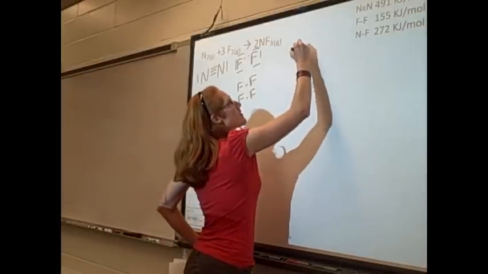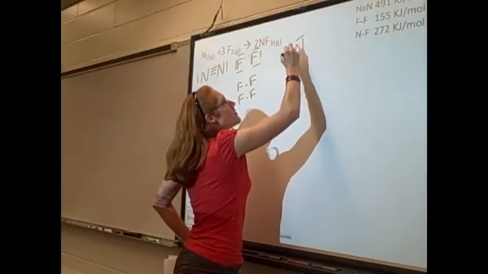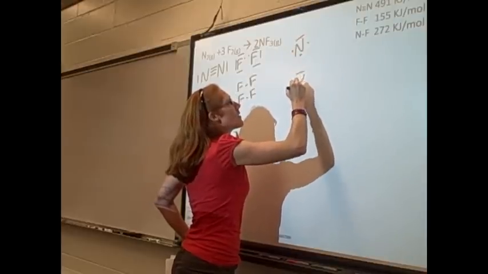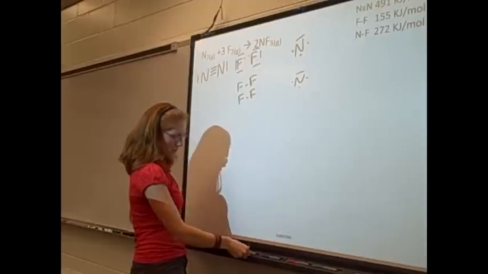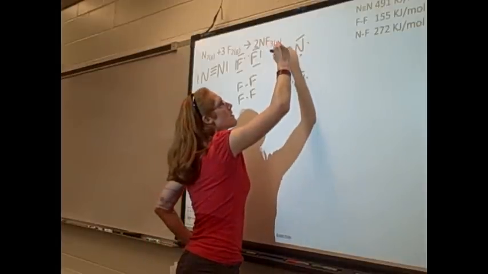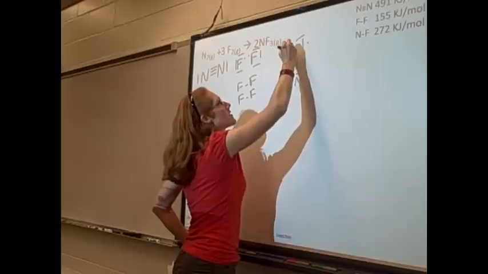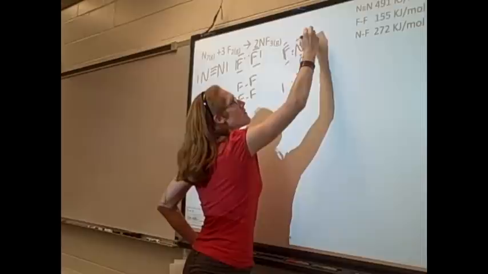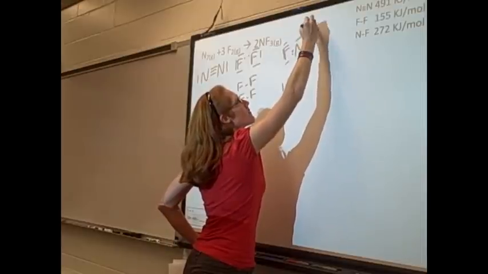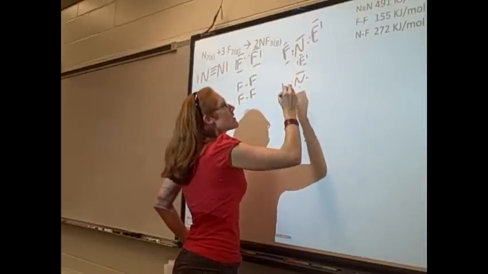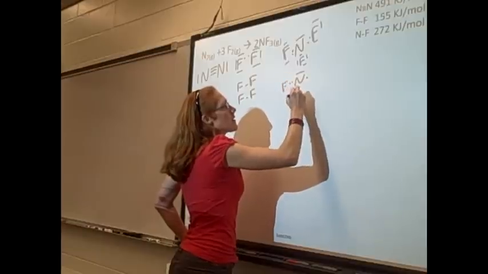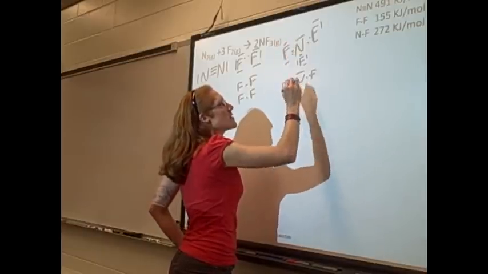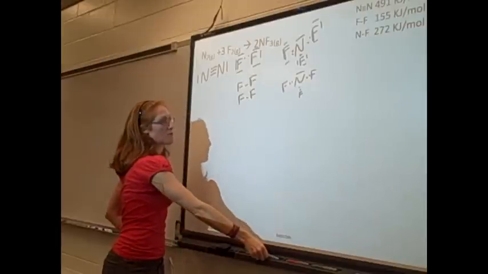So the nitrogen has the 5 valence electrons. There's 2, 3, 4, 5. And I know the fluorine has 7, so I'll go 2, 4, 6, 7. And we'll go all the way around. So I know the fluorines are going to be singly bonded. So I can see that I have 6 single nitrogen-fluorine bonds: 1, 2, 3, 4, 5, 6.